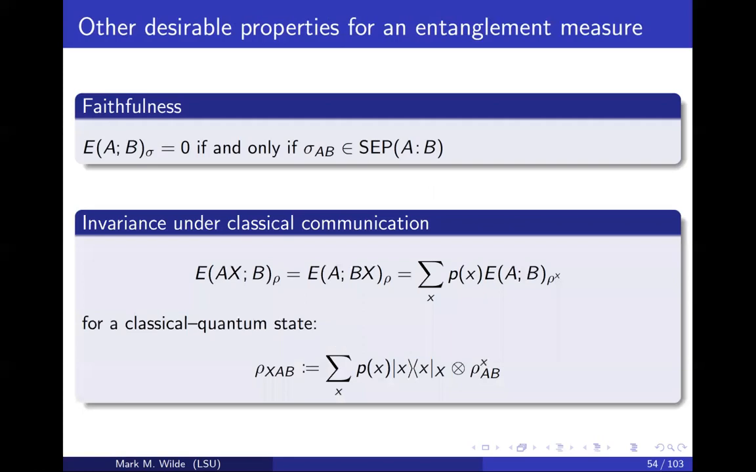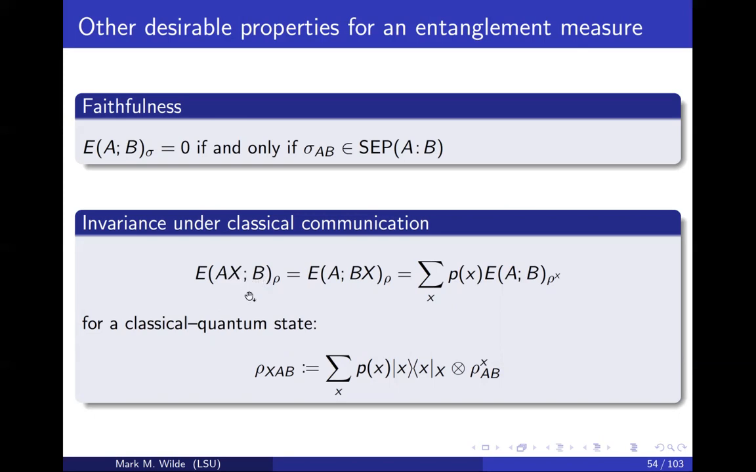Another nice one is that the measure is invariant under classical communication. So what are we saying here? There's a state that we call a classical quantum state. So it's classical on X, and then it's quantum on A and B. And so what we're saying here is that suppose that Alice possesses the classical system, and we're computing the entanglement between A, X, and B.